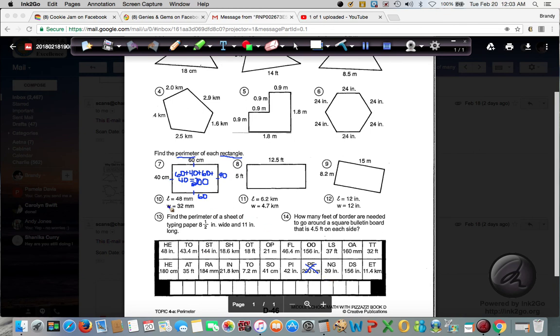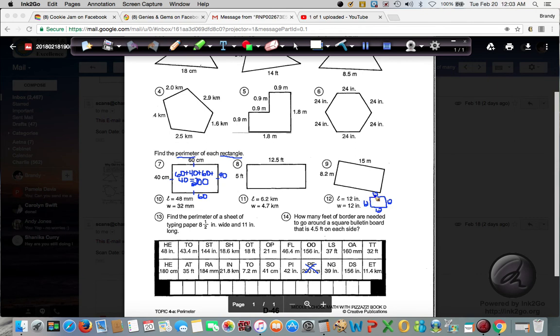Okay? For 10, 11, and 12, it might help to just go ahead and do a rough sketch of a rectangle, just so you remember to put it on all sides. Now look at this, number 12. The length and the width are the same, so this is a special rectangle called a square. Yep, you got it. It's a square. All the sides are the same.